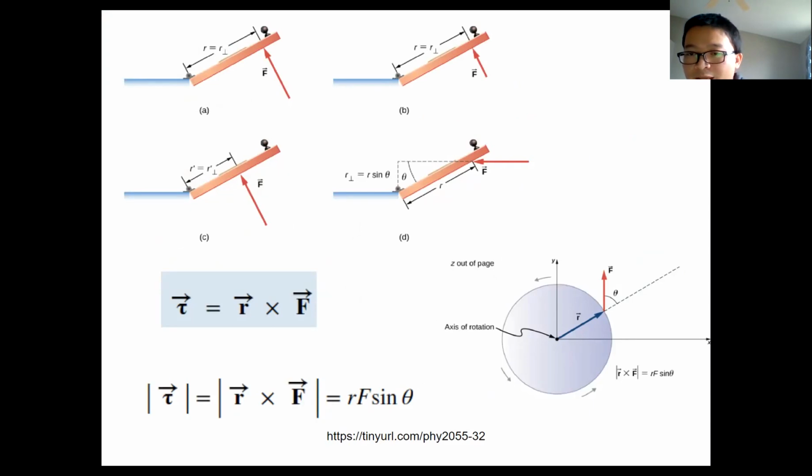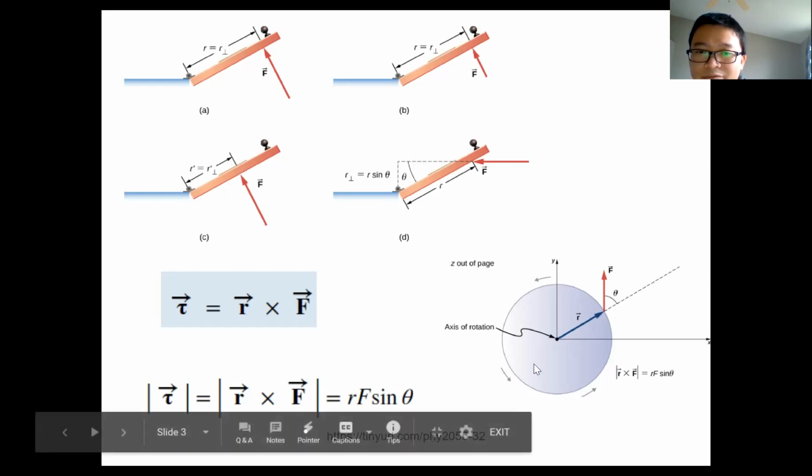Now, in general, R and F are not perpendicular to each other, so they may have an angle that is not 90 degrees. So then the magnitude for torque will be R times F times sine of theta. Okay, theta will be the angle between R and F, as indicated in this figure over here.